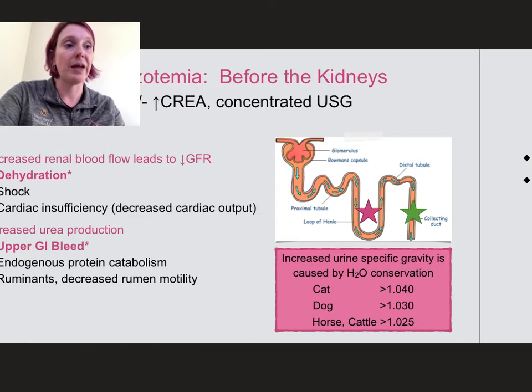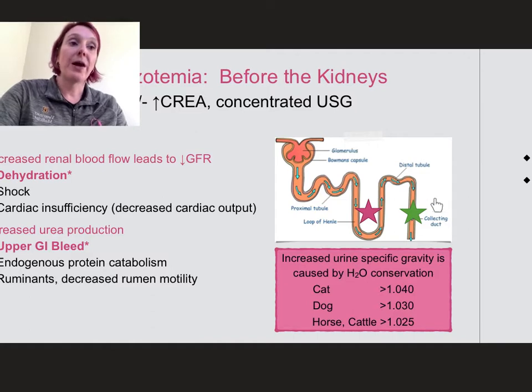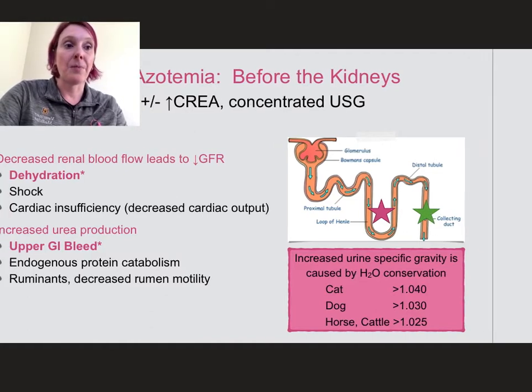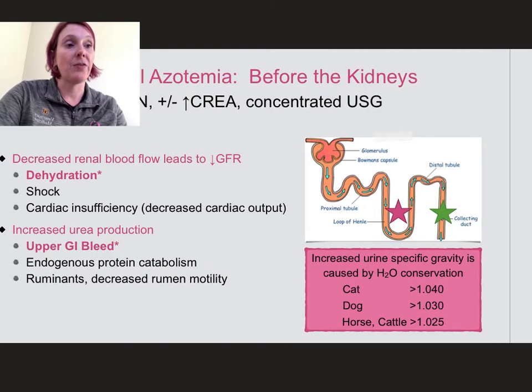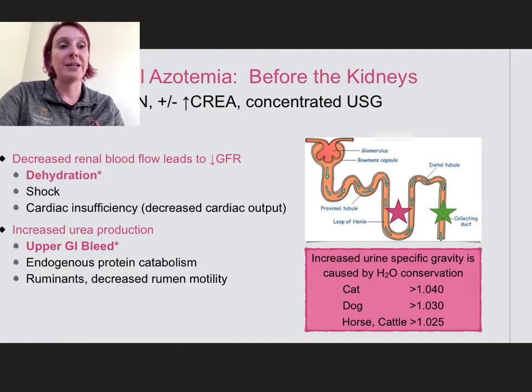Okay, so we still have maintenance of the gradient here in the loop of Henle. We also have our collecting duct functioning appropriately, and our urines will be nicely concentrated. Okay, cats well over 1040, dogs, horses, and cattle, as we have talked about.